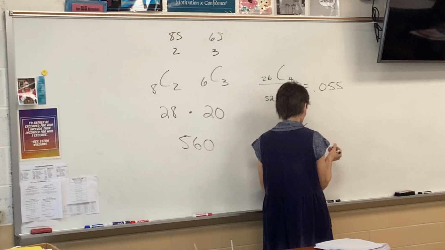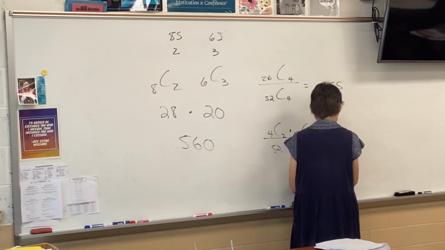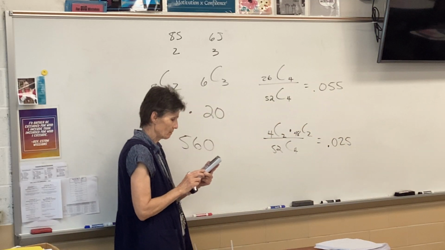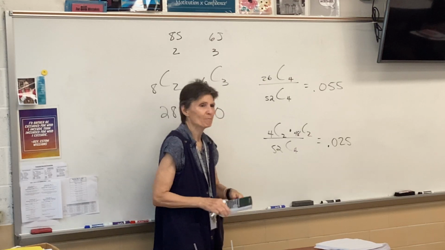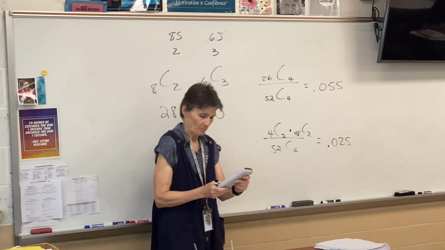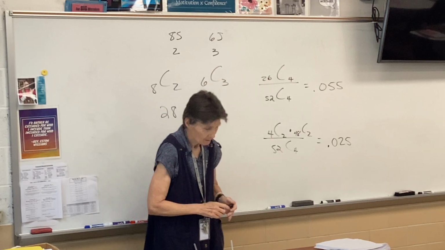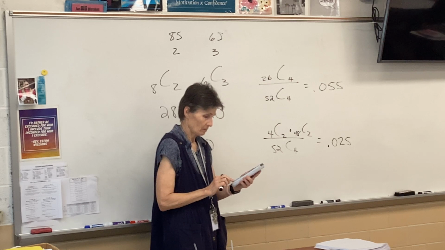Wow, that's a lot bigger. Did I type that in wrong? I got .025 basically. That doesn't seem right. Wow, that means there's a 2.5% chance that I would get 2 queens. Interesting. No, it's 2.5, isn't it? I pulled 2 aces.